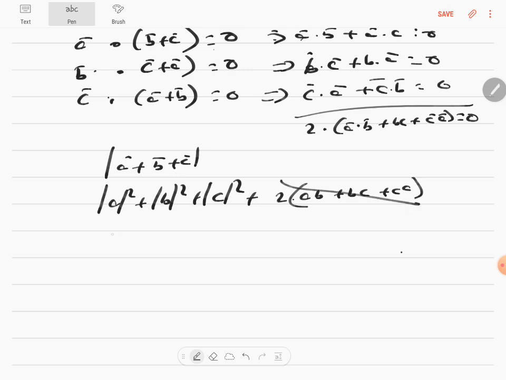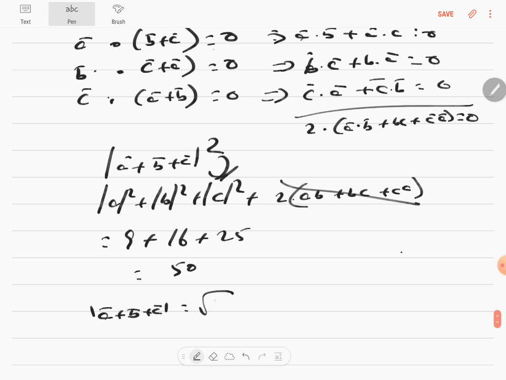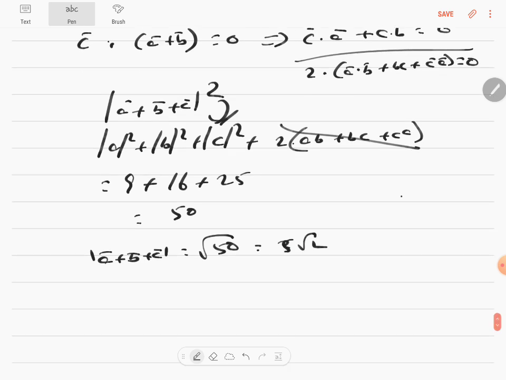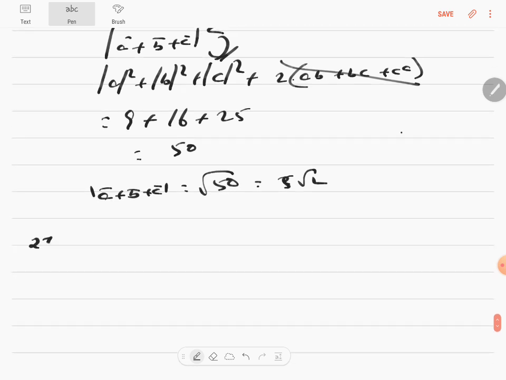Therefore, the answer is magnitude of A the whole square, which is given to be 3, so 9. Magnitude of B is 4, so 16. Magnitude of C is 5, so 25. So it's 25 plus 25, 50, which is magnitude of A plus B plus C, the whole square. I have actually squared it. The question is only about magnitude of A plus B plus C. Therefore, it will be root 50, or root 25 times 2, so it's 5 root 2. So that's about it. Let's go to the next question, which is the 27th example.